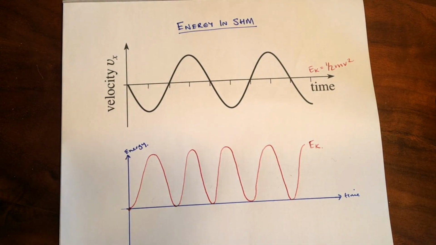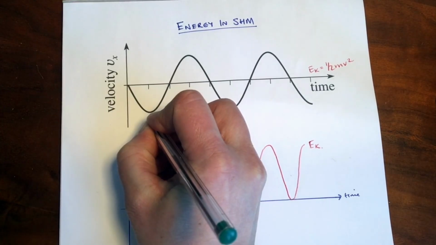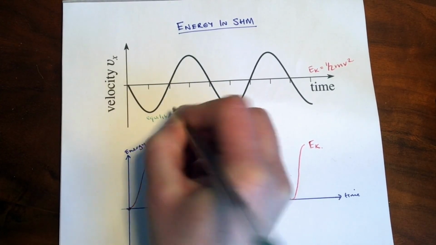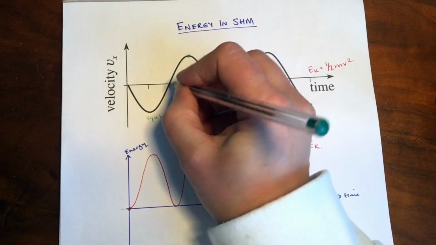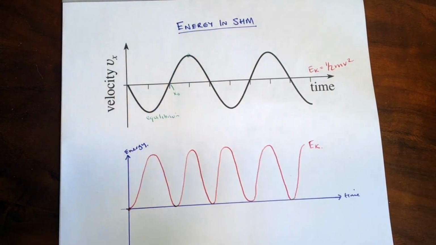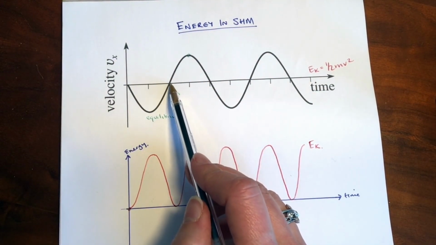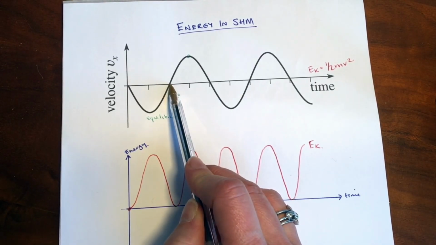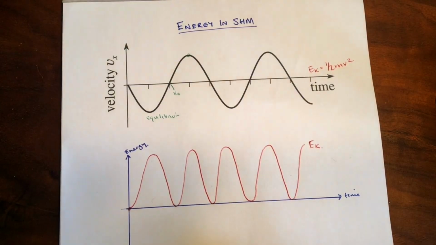When the object has its maximum velocity, this is when the object is going through equilibrium. Here and here. At this stage here, it's at the extremes. It's when it's got its maximum amplitude, x naught. At this point, it's got its most acceleration and the greatest force applied to it. And it's at this point where it has the greatest potential energy stored in the spring.